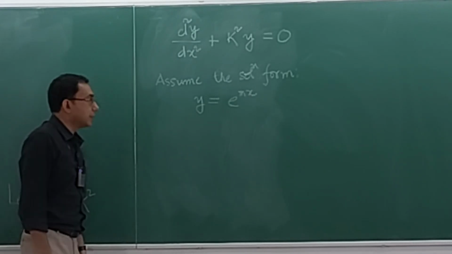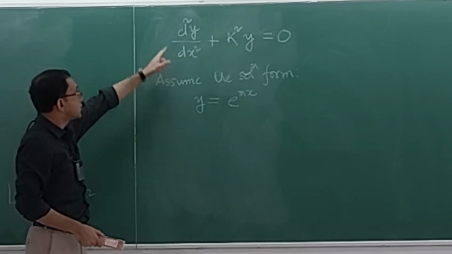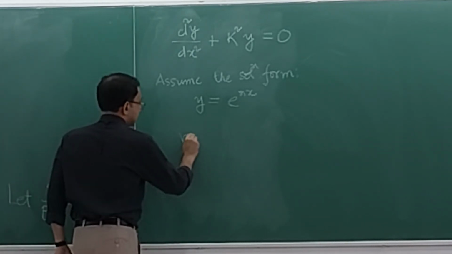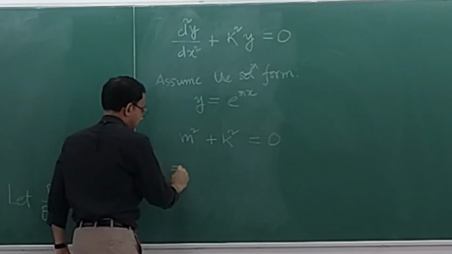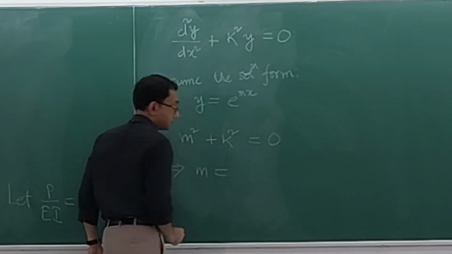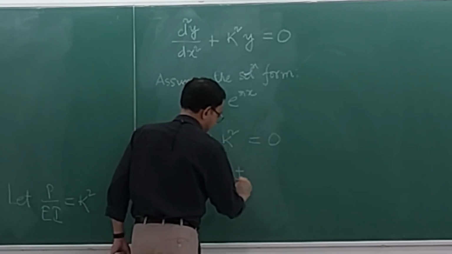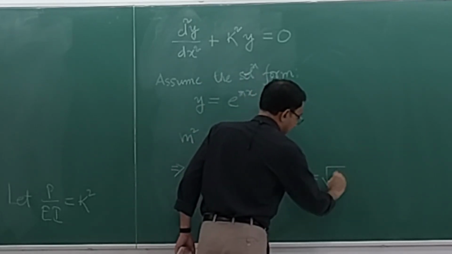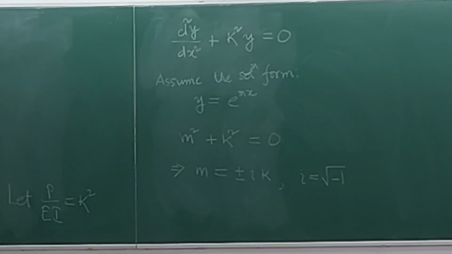So y is equal to e to the power mx. Now, if we put this over here, what will happen? D square y dx square gives m square, so m square plus k square equal to 0. So m will be what? m is equal to plus minus ik, where i is nothing but the imaginary unit. All good?